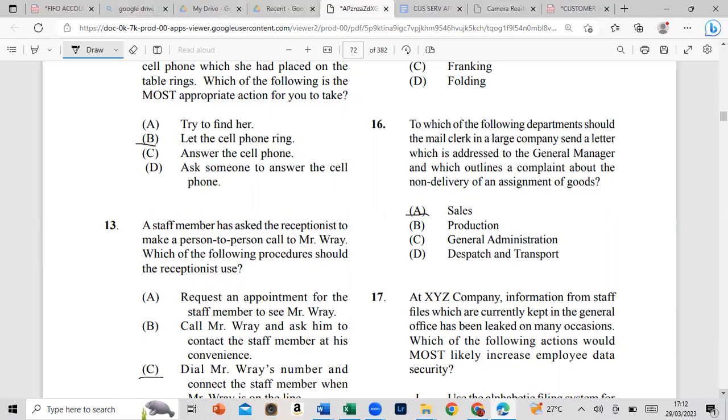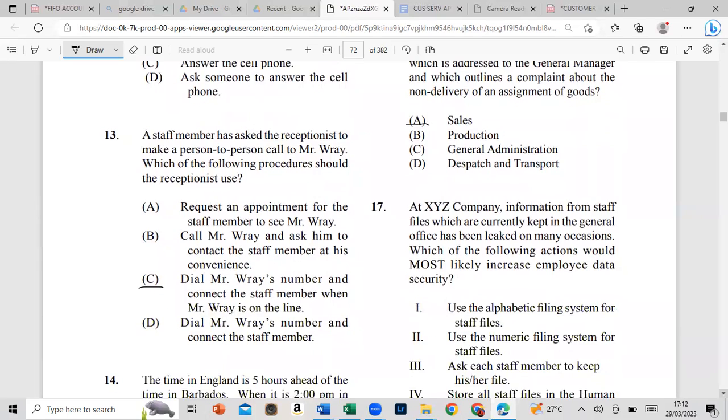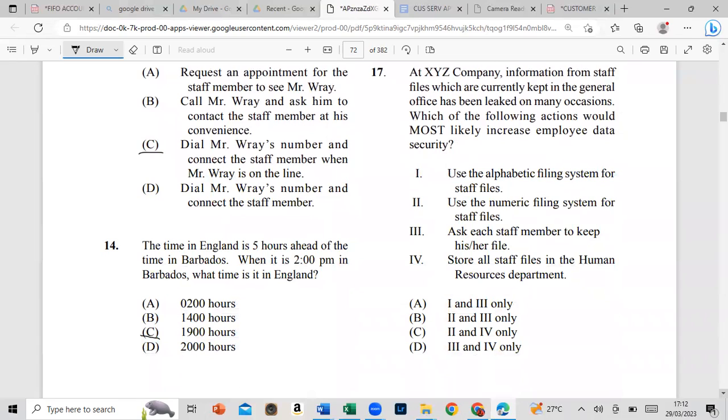At XYZ company, information from staff files, which are currently kept in the general office, has been leaked on many occasions. Which of the following actions would most likely increase employee data security? 1. Use alphabetical filing system for staff files. 2. Use numeric file system for staff files. 3. Ask each member of staff to keep his or her file. Or 4. Store all staff files in the human resource department.